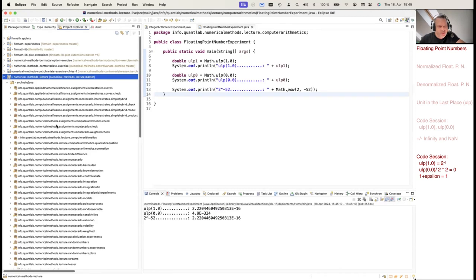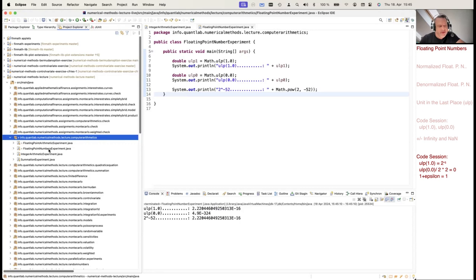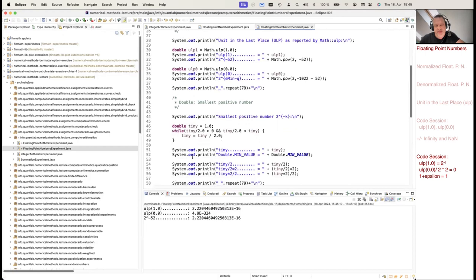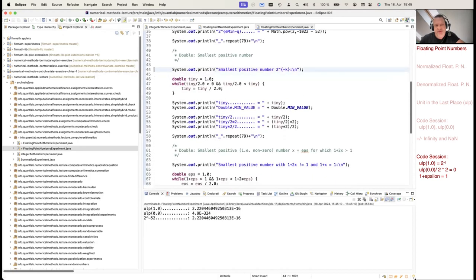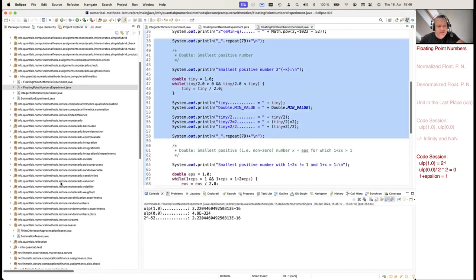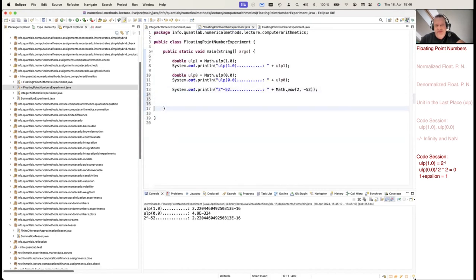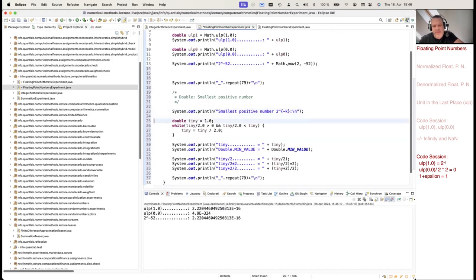So I just copy now the code from the example that you also could download. So there is here my floating point number experiment with the ULP, but it's a little bit better commented. First try this one. Okay, so I have prepared a little bit of code. So what am I doing here? I start by initializing my floating point number to one. And then while my floating point number divided by two is larger than zero, and my floating point number divided by two is smaller than the previous one, I make it smaller by dividing it by two.